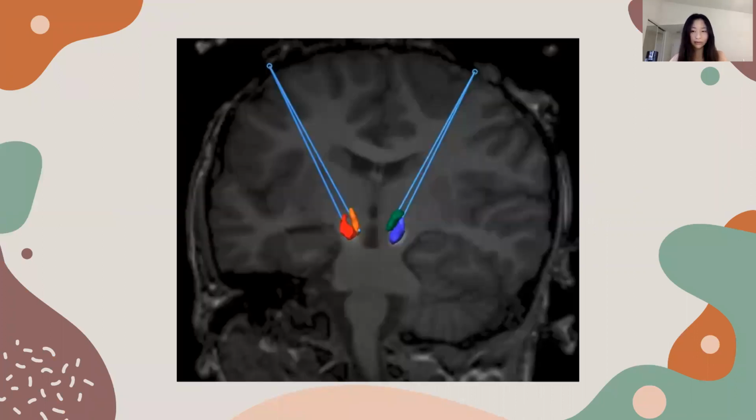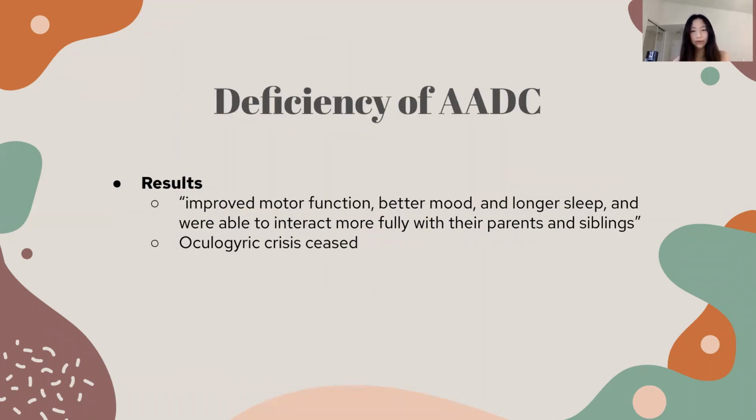Bankiewicz developed a viral vector containing the AADC gene, which was infused into the brain, shown in the picture here. With real-time MR imaging, his team was able to find the target region, the brainstem. After completing this part, over a few months, the children's conditions improved drastically.